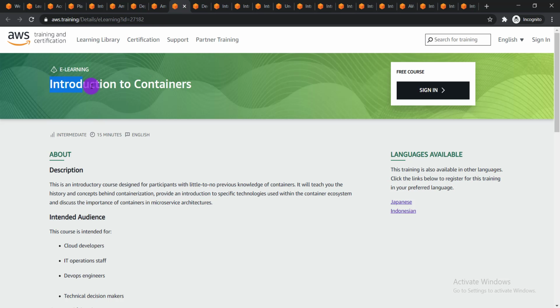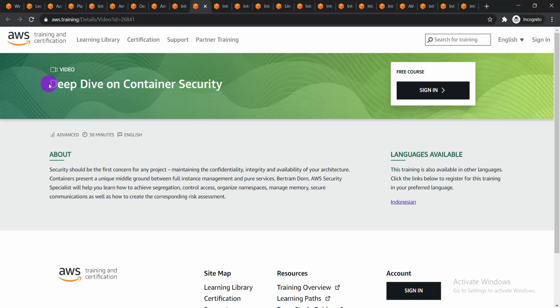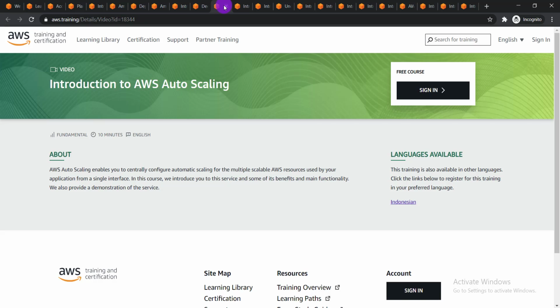The next one is Introduction to Containers. It is also intermediate course, and the duration of this course is 15 minutes. The next one is Deep Dive on Container Security. It is advanced level course, and the duration of this course is 30 minutes.